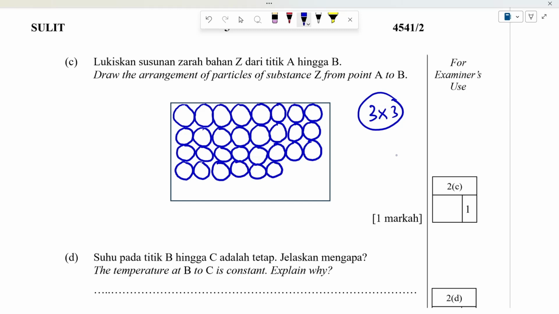Lebih baik jangan. Kalau macam ini ada sedikit gaps sebenarnya tidak bagus sudah. Kalau boleh kamu padamkan, lepas tu lukis balik. Okay. So 3 times 3 minimum. Remember.